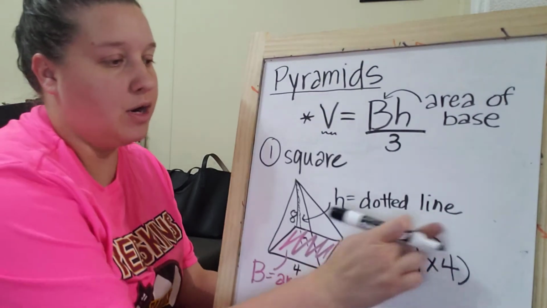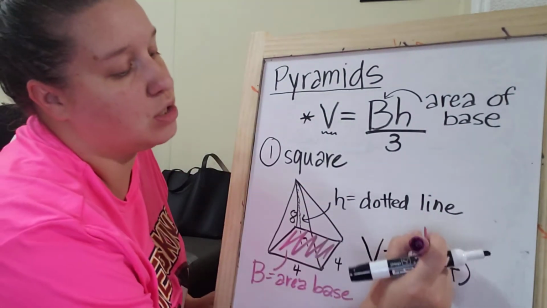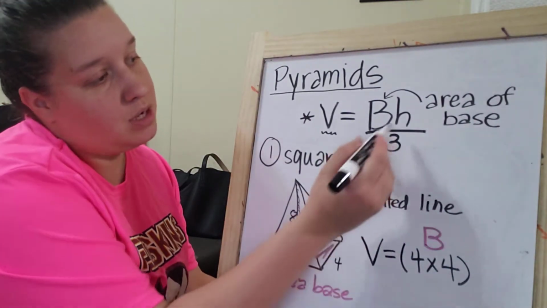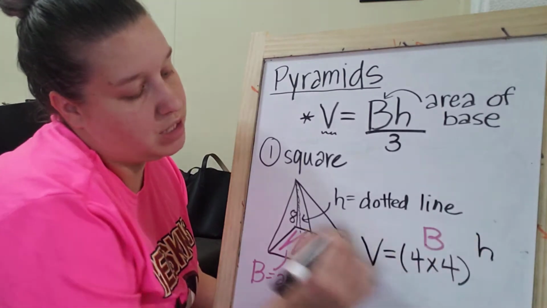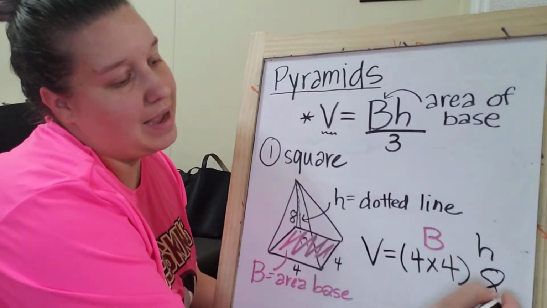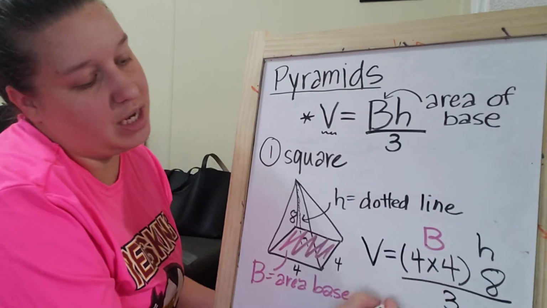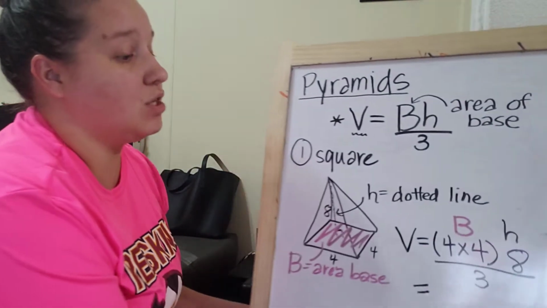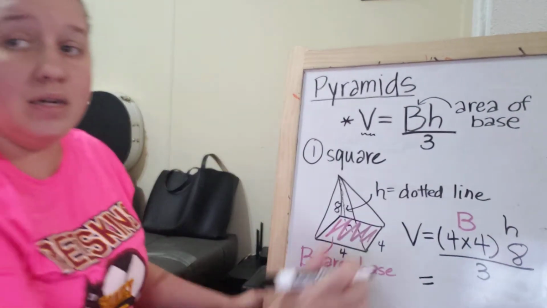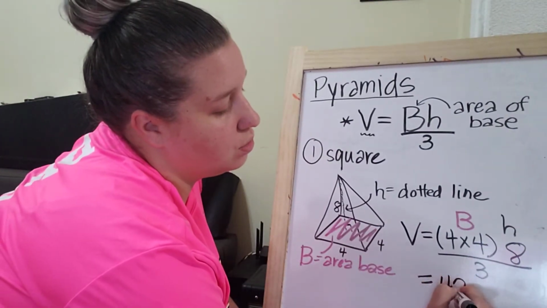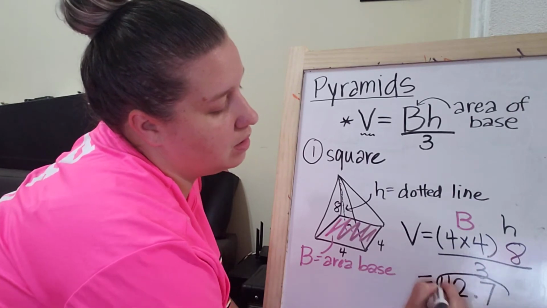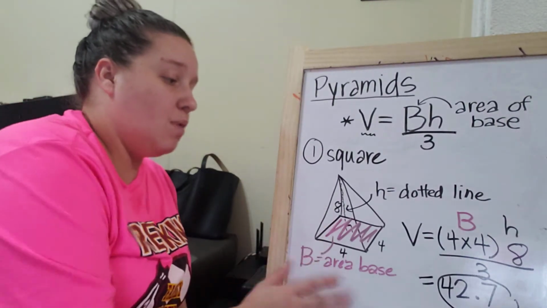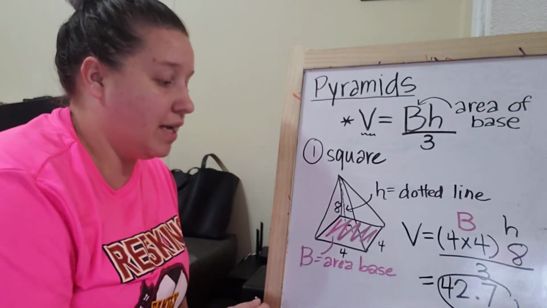This is B. Let me put it in the purple color so that I match. B, 4 times 4. Now we're going to multiply that times H, which is our height. And we divide it all by 3. All of this just gets typed into your calculator. And you're going to get your answer. Let me scoot it back so you can see your answer. 42.7. So that should be what we get. 42.7. So the hard part's going to be figuring out what to plug in for the base.